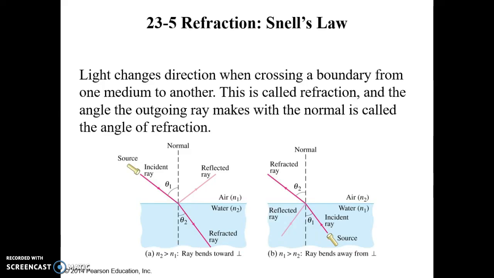Angle theta 2 is the angle of refraction, the angle the refracted ray makes with the normal. Now notice that the ray bends towards the normal when entering water. This is always the case when the ray enters a medium where the speed of light is less. If the light travels from one medium into a second medium where the speed is greater, then the ray will bend away from the normal, as shown in figure B.